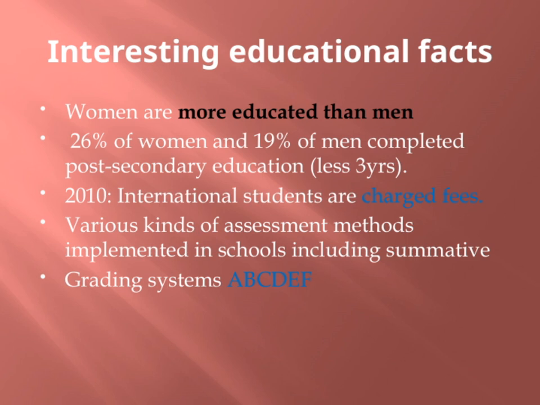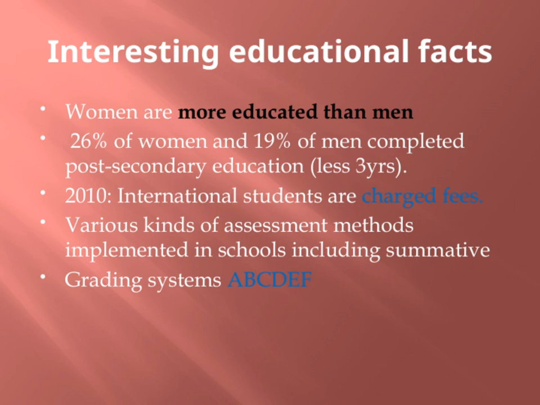For instance, about 26% of women have completed post-secondary education within 3 years, compared to only 19% of men. This highlights a significant gender gap in higher education attainment. Moving on, in 2010, international students began to be charged fees, which has had an impact on access and diversity in education. Additionally, schools employ various assessment methods to evaluate student learning, including summative assessments that measure overall achievement at the end of a course.